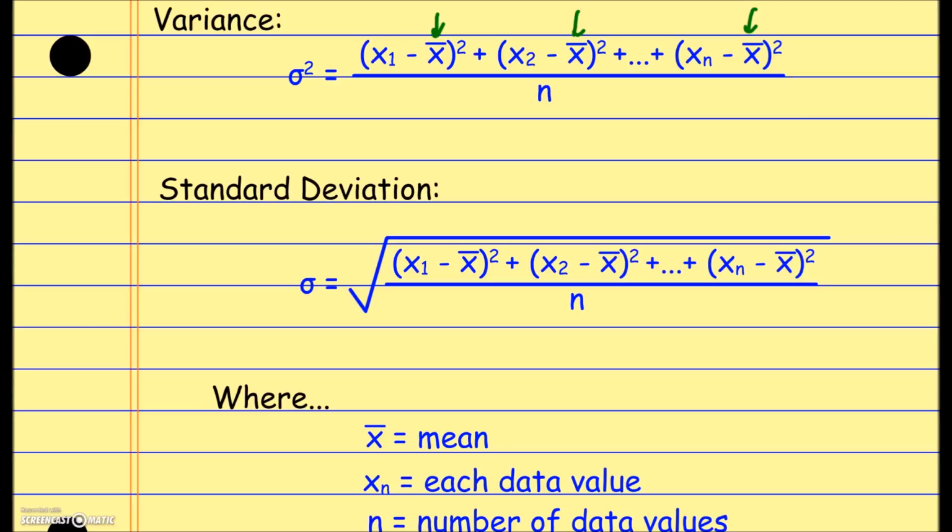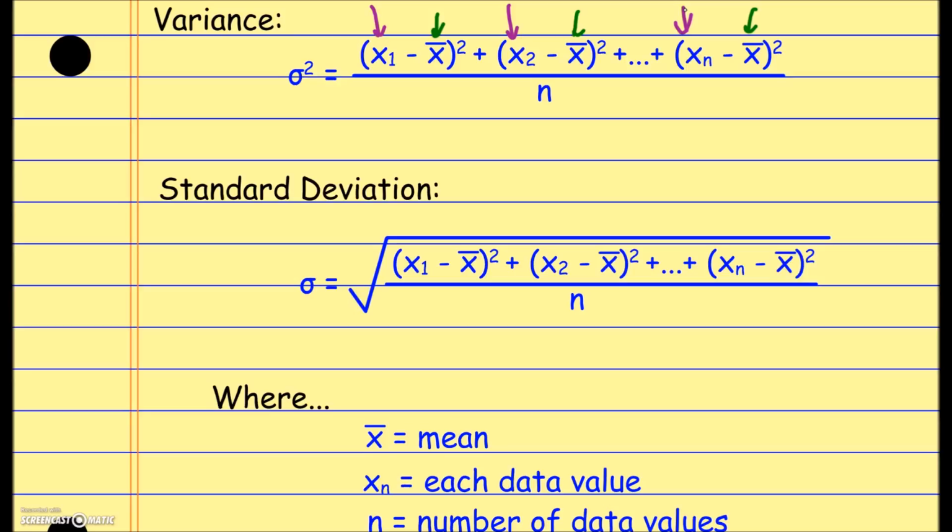So when we see something like x sub 1, we're saying, all right, the first data value. X sub 2 is the second data value, the third data value, the fourth data value, and so on and so forth. And that's why that dot dot dot is there. We don't know how many data values we have until we get an example. We just use each of them. All right, and then n is the number of data values.